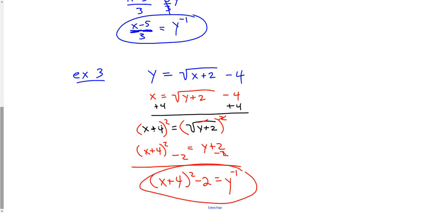So the lesson today is about inverses. If you have points, you have to switch the x and the y. If you have a graph, you have to get the points, switch the x and the y. And then if you have an equation, you have to switch the x and the y and solve for y.